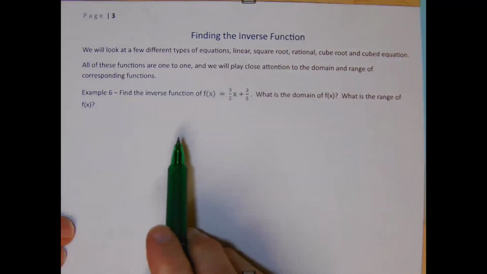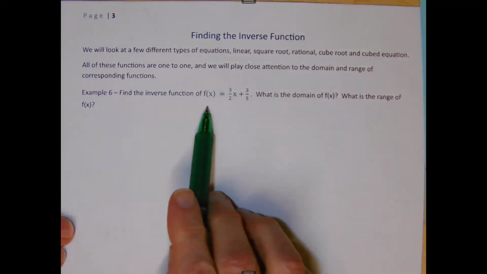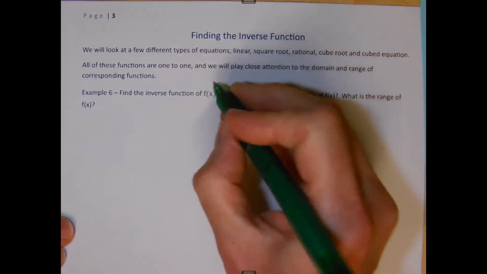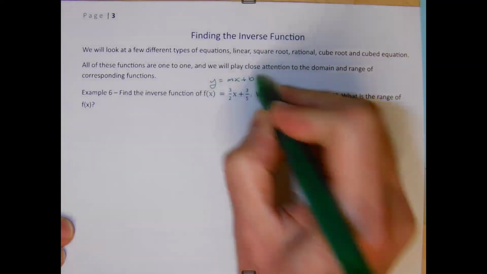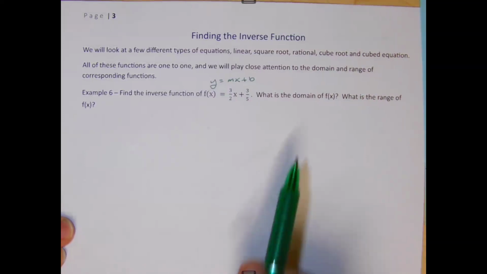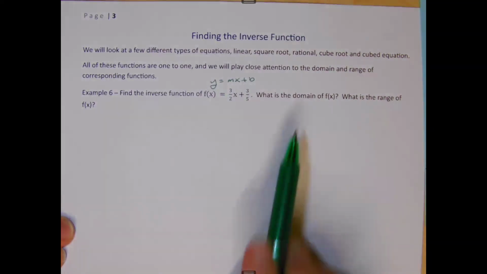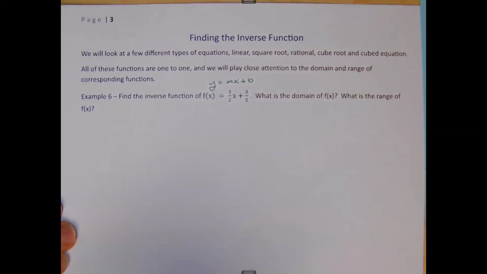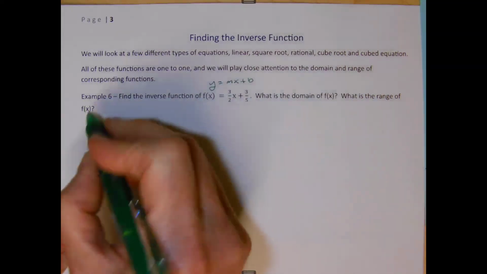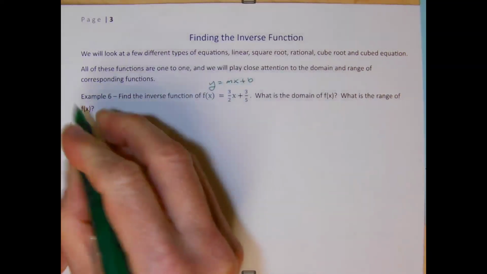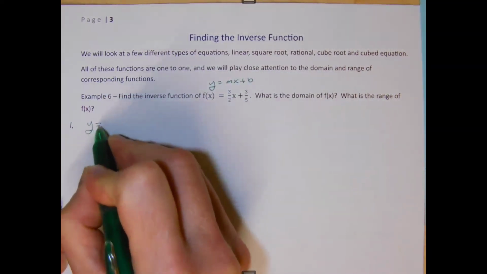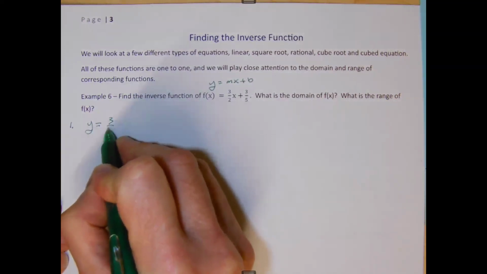Let me first find the inverse function of this linear equation. So I'm hoping you recognize that this is just y equals mx plus b. Okay? And we're going to answer the question, what is the domain and what is the range of this function? So really, what is my first step? Well, I'm going to replace my f of x symbol with y. This is my real first step.